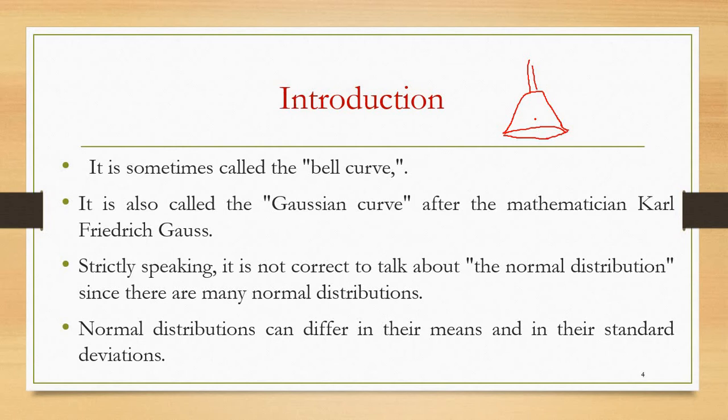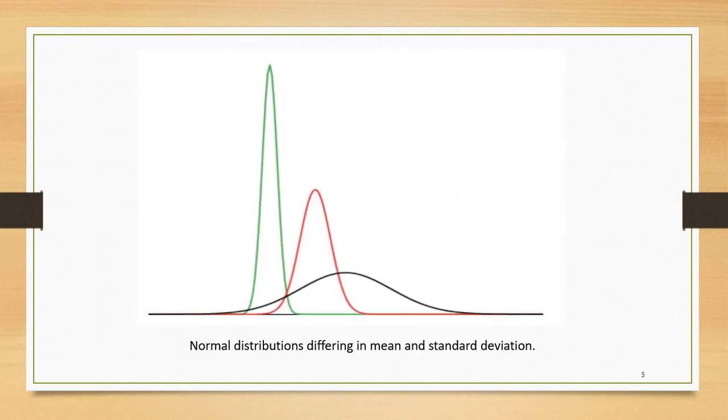Strictly speaking, it is not correct to talk about the normal distribution since there are many normal distributions. There are many normal distributions because the normal distribution has two parameters, which are the mean and standard deviation. Whenever the mean and the standard deviation change, we will have a new shape of the normal distribution, but obviously it will be the bell shape. So here are some normal distributions: the green one, the red one, and the black one. All these three normal distributions differ because their mean and variance are different.